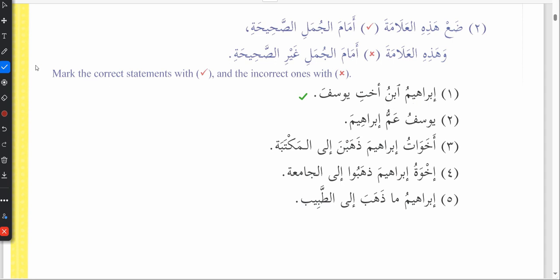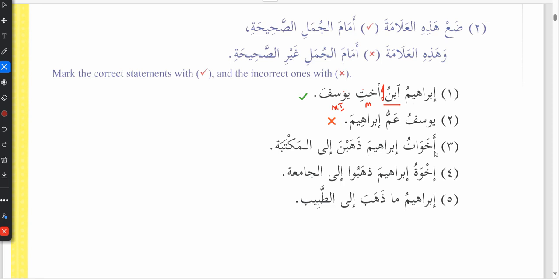Ibrahim is the son of whose sister? Ukhti Yusuf. This is mudaf and mudaf ilay. He is the sister of, Ibrahim is the son of the sister of Yusuf. So Yusuf is maternal uncle, remember? So it's correct. Then again, Yusuf, Ammu Ibrahim, he is Khal, not Am. So this is wrong because he's Khal, maternal uncle.